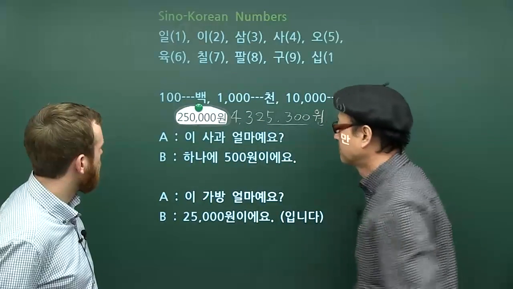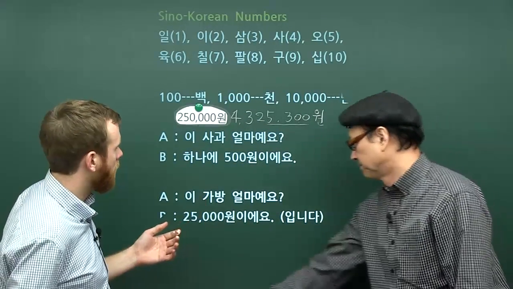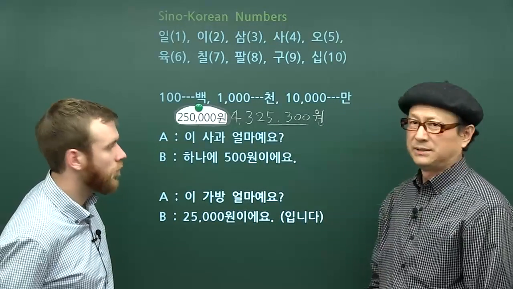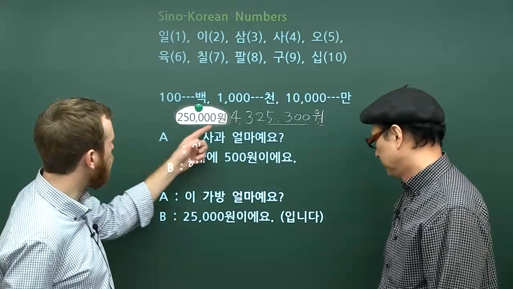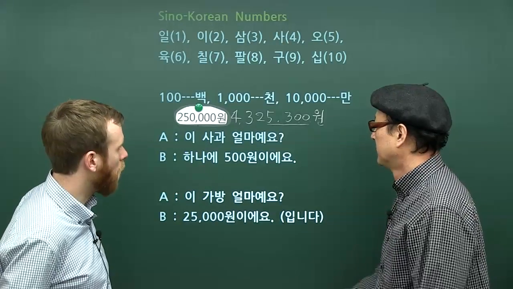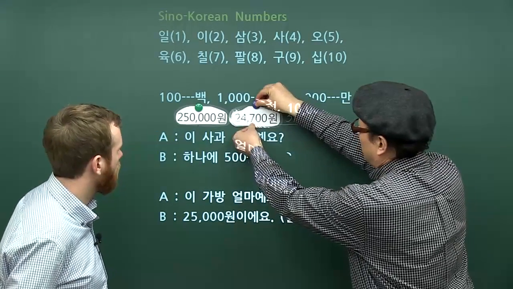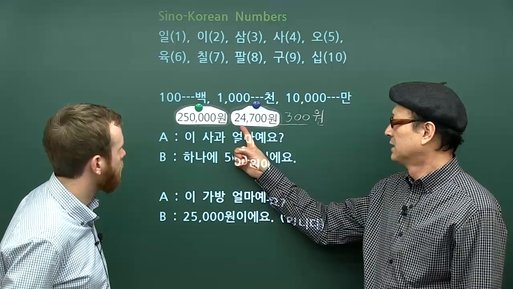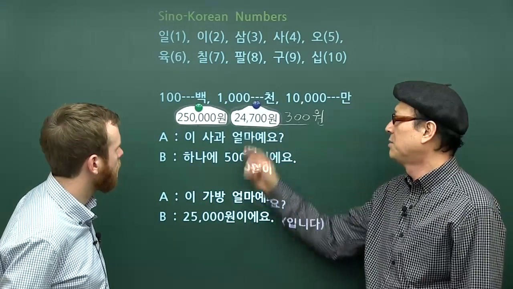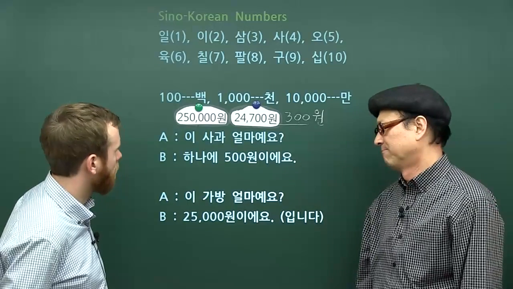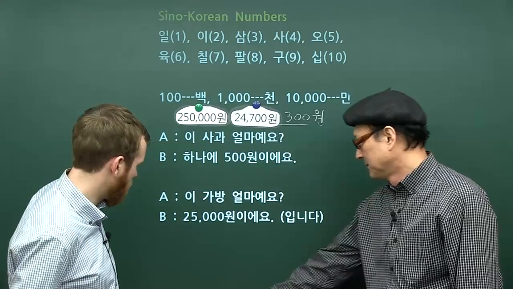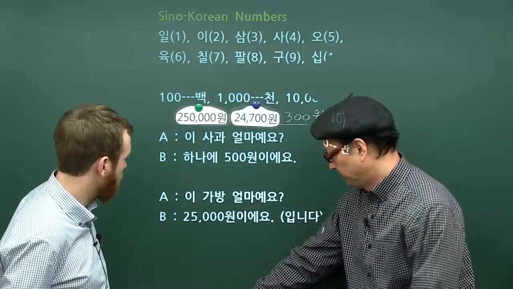Okay, so 250,000 won in Korean would be 25만 원. Okay, 25만 won. 네. So 25만, 25만 원. Won. Okay. 그다음에 이거는 24,700원. Okay. 24,700원. Right. 네. Okay. You got a couple more? 네.